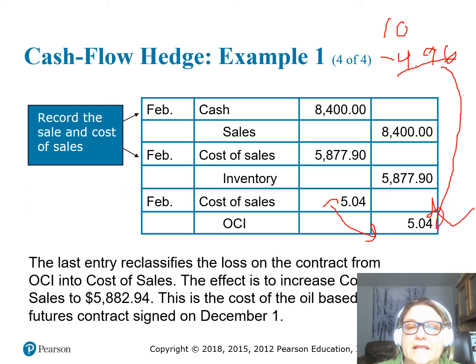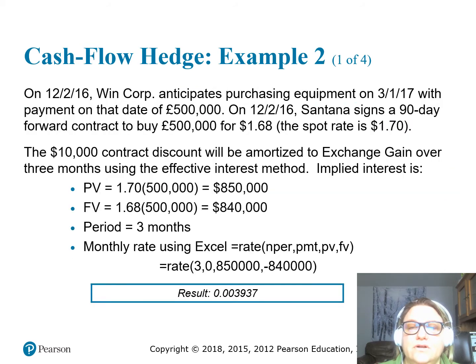Then here's where we take the item into inventory and we record the sales. They also had sales right here. So these are how we reclassify it, and this is how we take it into other comprehensive income in our journal entries. So let's look at example number 2 for cash flow hedge.